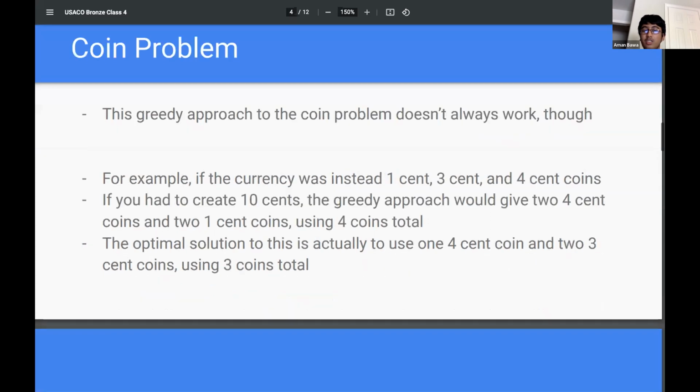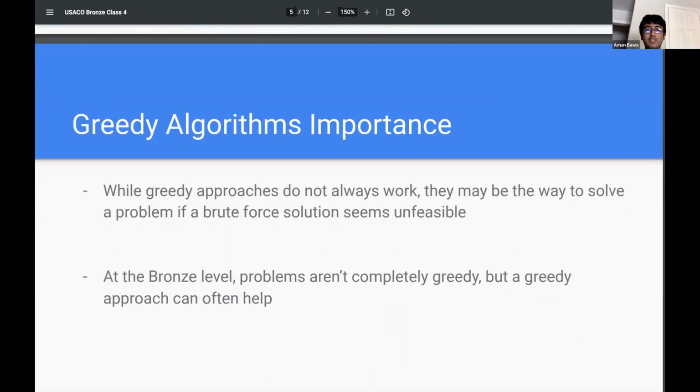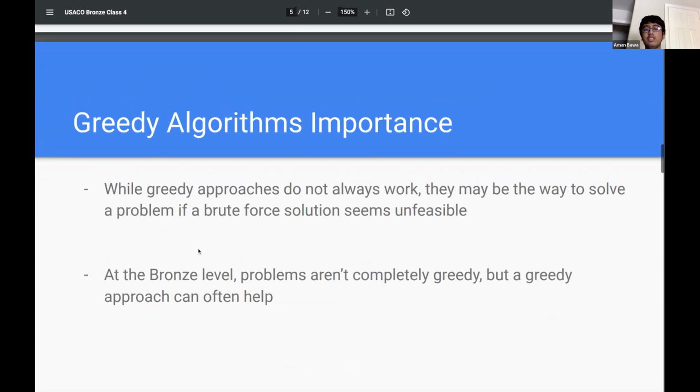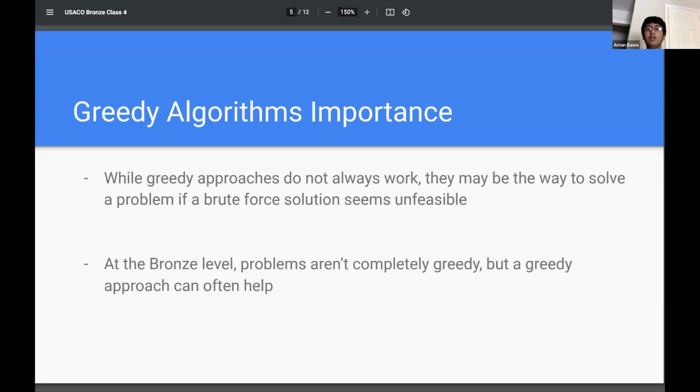In order to do that, we're going to use an example problem, which we'll see in the next slide. The importance of this, as I said, is that while these don't always work, they make it a lot easier to solve problems when brute force doesn't work. Like in last class, we saw the problem sleeping in class. If we tried to brute force that problem, we would end up with 10 to the 10th operations, which we can't use. So instead, we used another strategy where we combined two classes together, and that was also kind of a greedy strategy. At the bronze level, there are no completely greedy problems. That happens more at the silver level, but a greedy approach can often help.